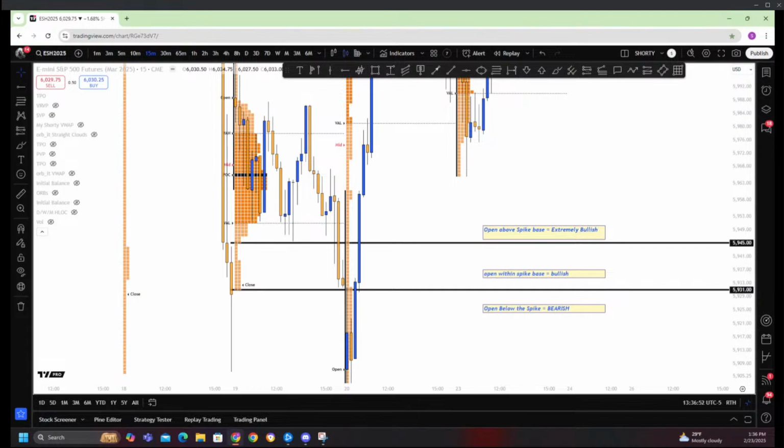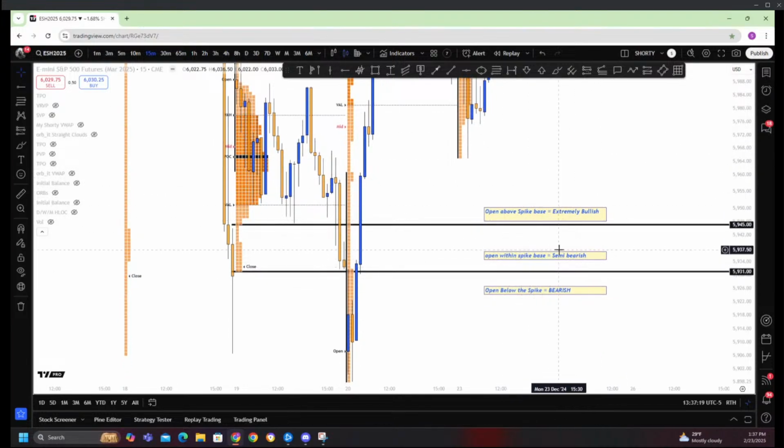Is anyone confused on spikes? I always thought that when it's a bearish spike, the one inside was semi-bearish. Oh yes, I'm sorry, I wrote it the wrong way. I'm dyslexic. That's correct. Somebody said when it's opposite, and I was writing the opposite in my head. That's correct. This would be semi-bearish. This would be extremely bearish.